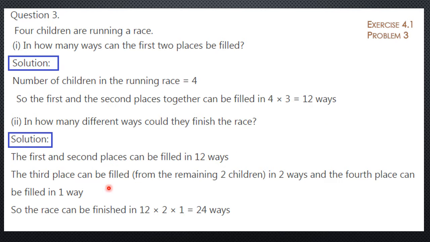Next question. In how many different ways could they finish the race? I will consider the first 2 places can be filled by 12 ways. Next, remaining there are 2 children. Therefore, here 2 ways, then 1 way. So total number of ways is 24 ways. I mean, the third place can be filled by 2 ways. Fourth place can be filled by 1 way. So simple meaning, 4 into 3 into 2 into 1. That is 24 ways.